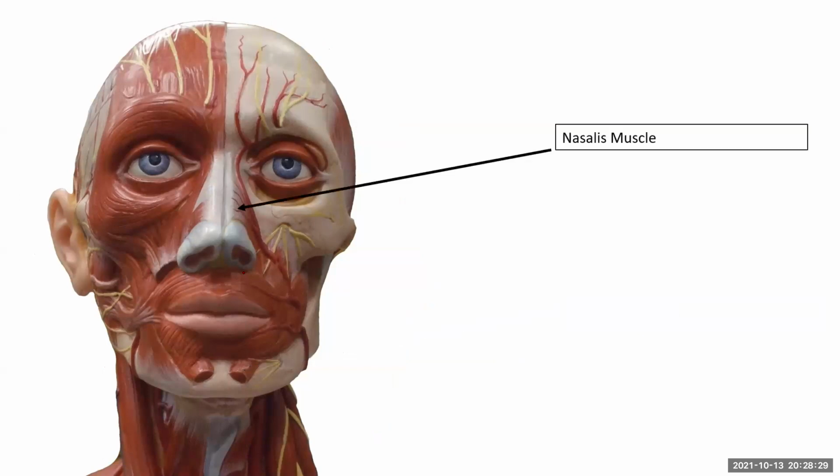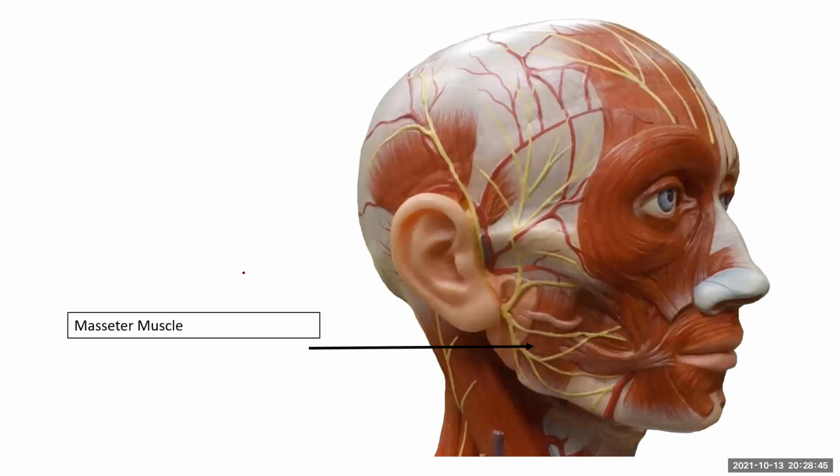Nasalis, that's the one right there on the bridge of your nose. This is going to be the one that, when you contract it, causes your nostrils to flare. And that's nasalis. And then here's our other muscle of mastication, the masseter muscle, sitting right there on the ramus, right along the angle of your jaw. That's the masseter muscle.